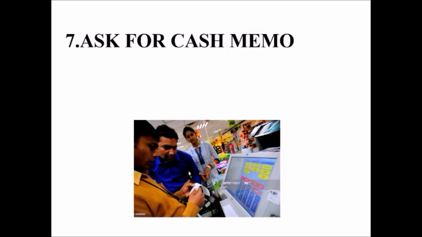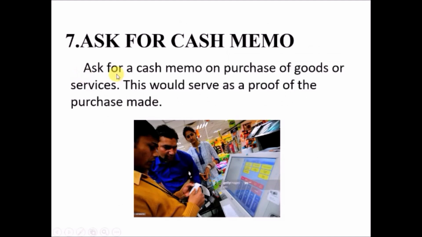The seventh responsibility is ask for cash memo. Ask for cash memo on purchase of goods or services. This would serve as a proof of purchase made. So whenever you are buying any product or service, please make sure that you ask for a cash memo, because it's a very important document. In future, if you face any difficulty with a product and you want to file a case, you will not be able to do so if you don't have this proof. So make sure whenever you are buying anything, you get a cash memo, and you should not throw away that cash memo, rather retain it for future.